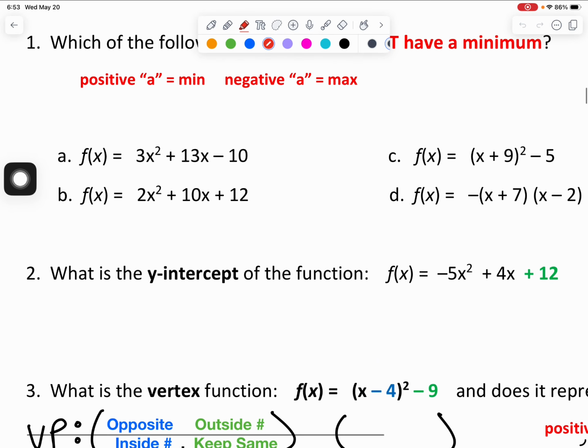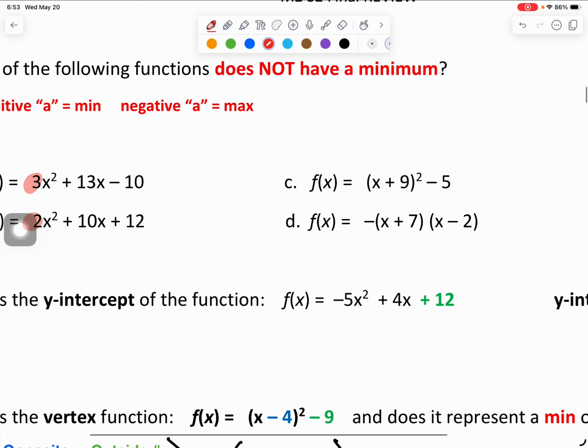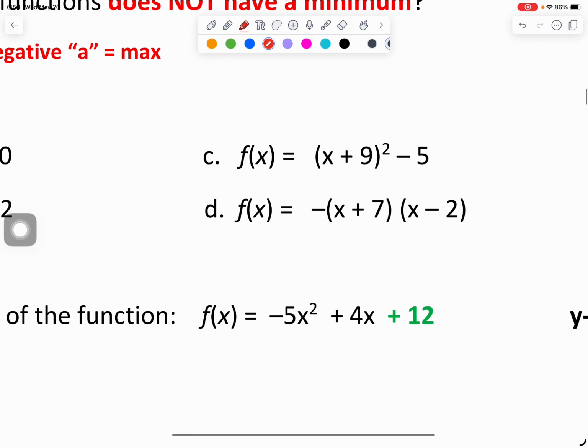All right, so I've spaced it out just a little bit for us so we can see that, but f of x equals directly to the right is a positive 3. Well, it's not negative, so we can go ahead and get rid of that answer. And looking at choice B, directly to the right of our equals is a positive 2. It's not negative. Let's take a look at C and D.